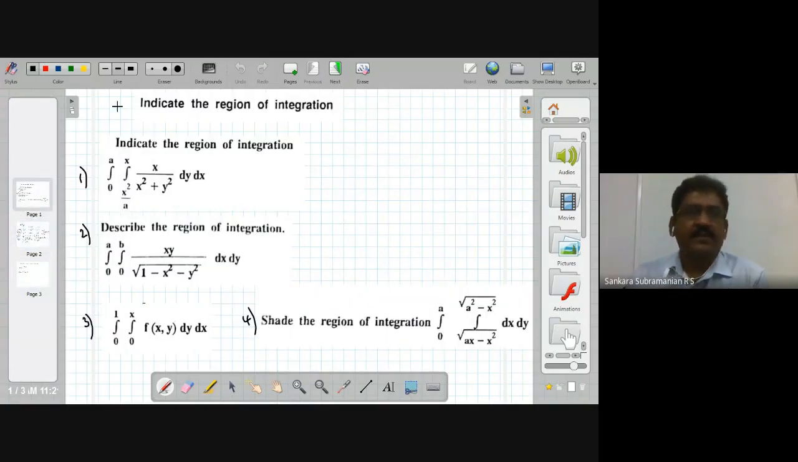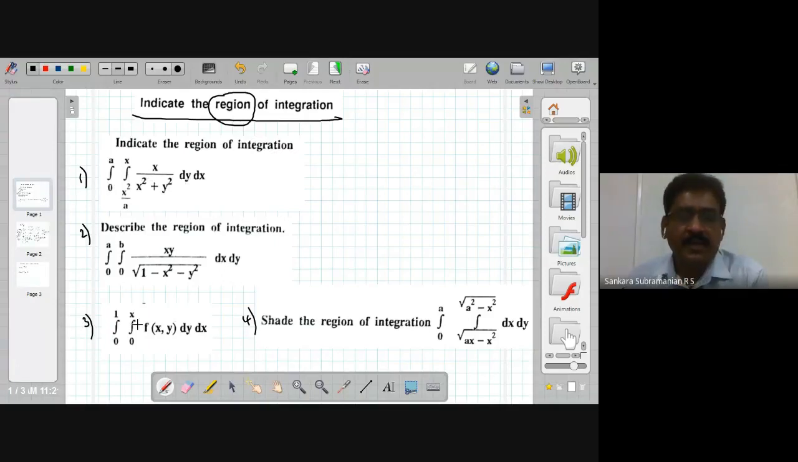All right. So the first topic is indicate the region of integration. I have listed 1, 2, 3, 4. It can be like indicate the region of integration, or describe the region of integration, or they can simply want to shade the region of integration. So these are all the ways they can ask. Please note it down. They are not asking to evaluate. You have to sketch or shade the region of integration.